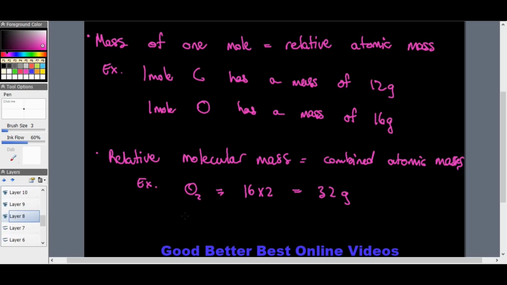Okay, let's take H2O. We've got 2 hydrogens, and the relative atomic mass of hydrogen is 1 gram. So I've got 1 times 2 plus 16, and that must give me, of course, 18 grams. But remember, back to the previous definition, a mass of 1 mole is equal to the relative atomic mass. So the relative atomic mass is actually measured in grams per mole, g mol^-1. So when you are looking at your periodic table, the relative atomic mass's unit of measurement is grams per mole.